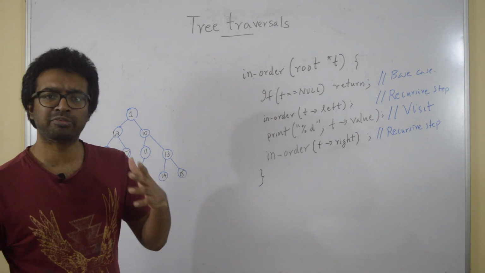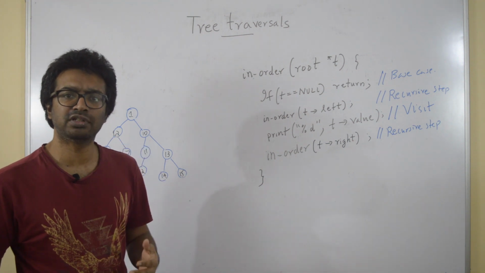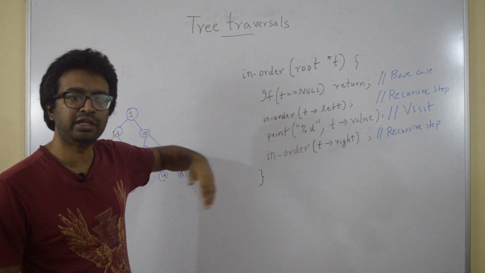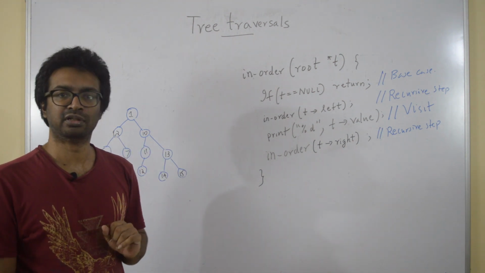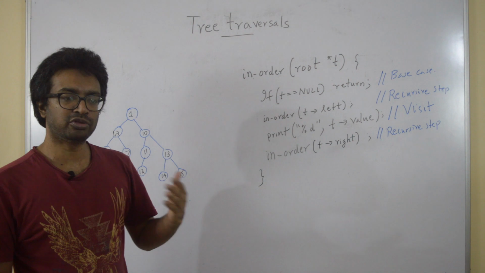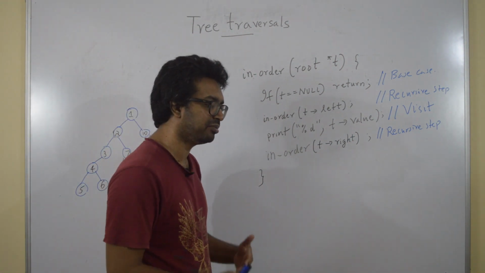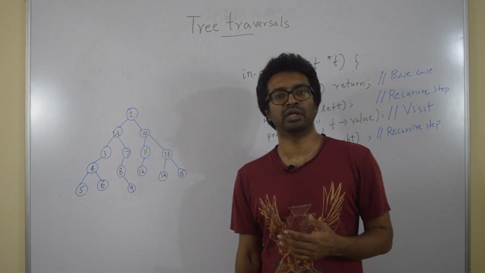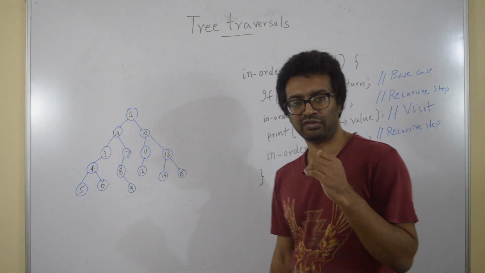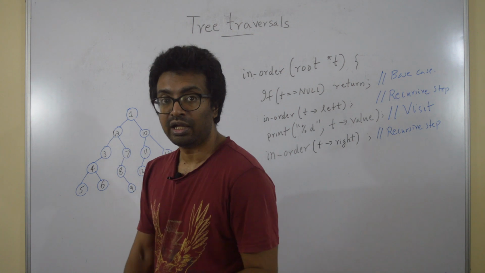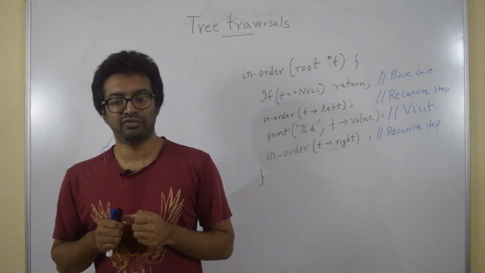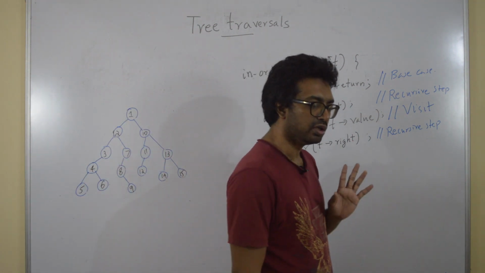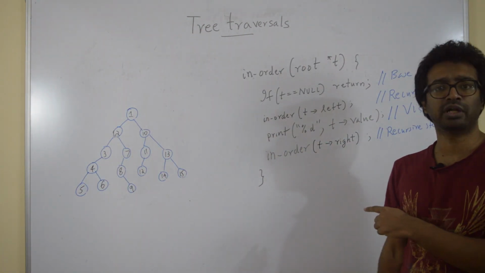Let's recollect what is pre-order traversal. In pre-order traversal, the visit happened first, and then the left and right subtree were traversed. In post-order traversal, you traverse both the left subtree and right subtree, followed by visiting the node. And finally, we have in-order traversal, where you visit the left subtree and then yourself, followed by the right subtree. Good. This is in-order traversal, and let's look at an example.